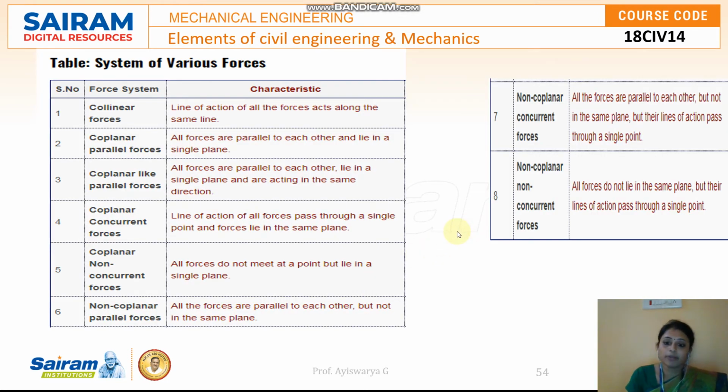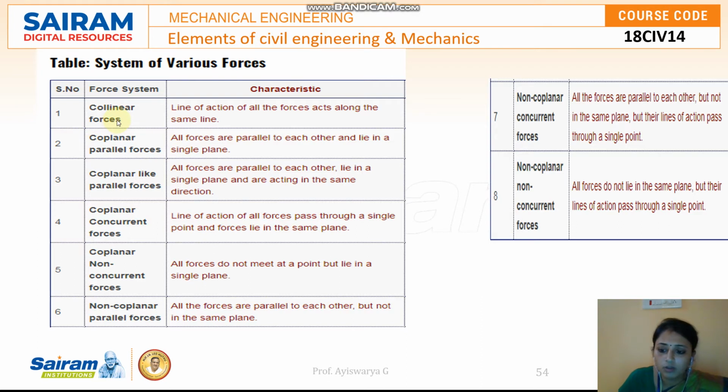As I explained in my previous presentation, we have a system of various forces: collinear forces, coplanar parallel forces, coplanar like parallel forces, coplanar concurrent forces, coplanar non-concurrent forces, non-coplanar parallel forces, non-coplanar concurrent forces, and non-coplanar non-concurrent forces. These are the 8 major varieties of force systems.